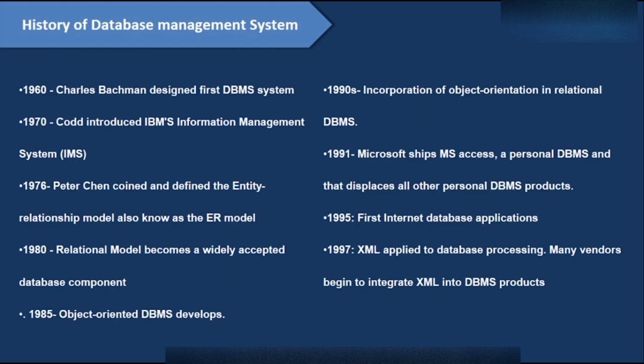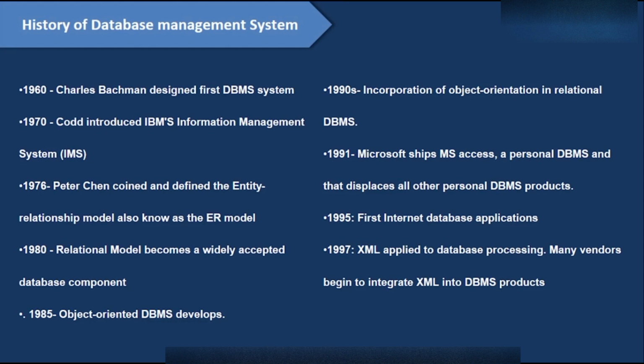Now, let's have a look at the history of database management system. How it came into the picture. So basically in 1960, Charles Bachman designed the first DBMS system. And then in 1970, Codd introduced IBM's information management system that is known as IMS. Then in 1976, Peter Chen coined and defined the entity relationship model, also known as ER model. Then in 1980, relational model became a widely accepted database component.